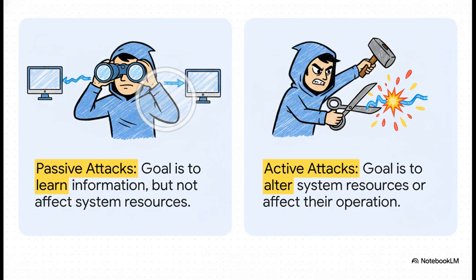Now, attacks themselves can be split into two main types. First, you have a passive attack. This is all about spying. Think of it like someone eavesdropping on your conversation. The attacker just wants to learn information, maybe read your emails as they fly across the network, but they don't actually change anything. But an active attack, that's all about interference. Here, the goal is to alter something, to delete files, mess with your data, or even shut a server down completely.